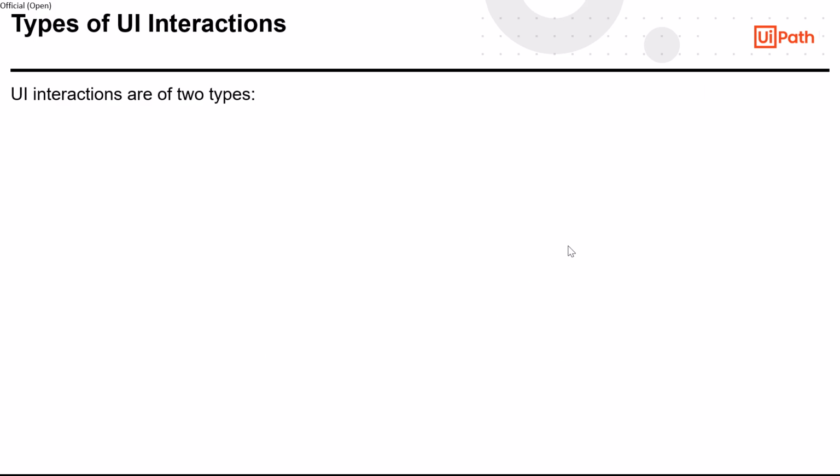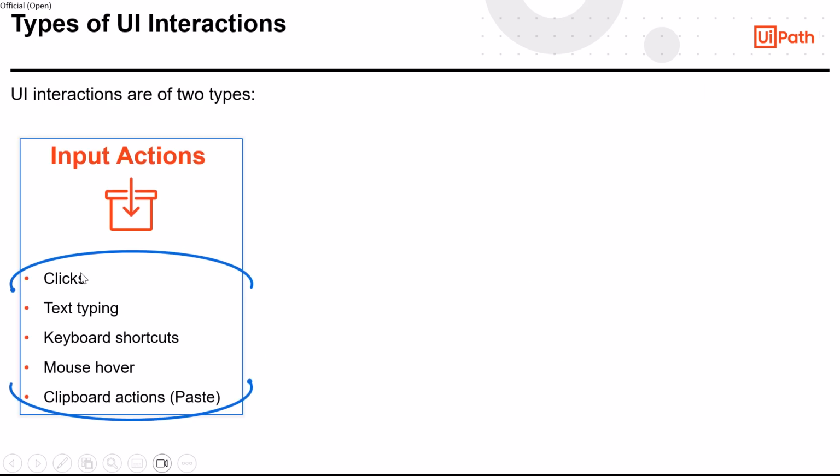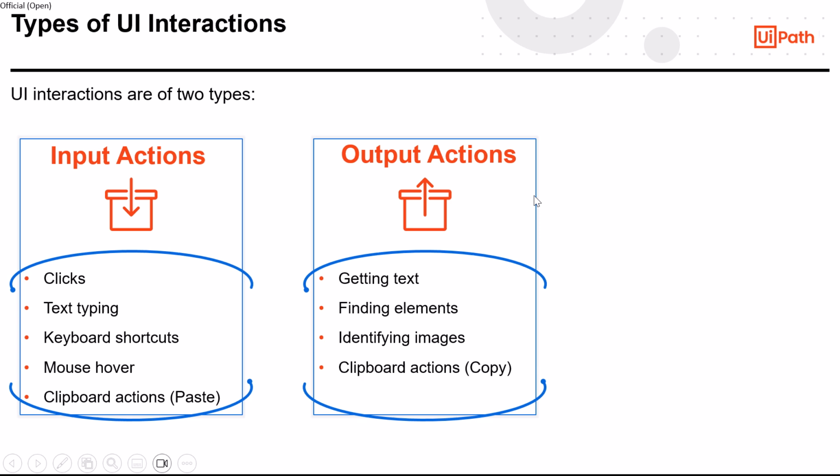Input actions are things that are input by the user into a system. For example, you click on a UI, you type into a UI, you use keyboard shortcuts, you mouse hover over something, you use special keys, and so on. So these are input actions. Then you have output actions, where you take data or output from the system, from the UI. For example, getting text from the UI, extracting table data, finding elements in a website, identifying images, and copying text, and so on.